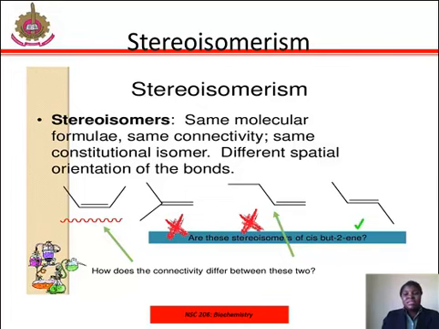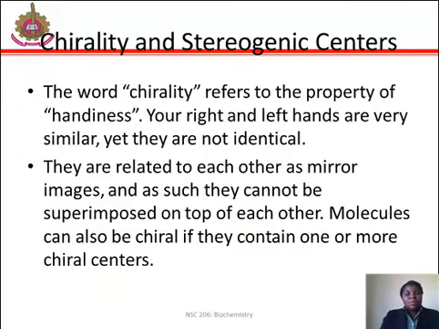Isomers which possess the same molecular and structural formula but differ in arrangement of atoms or groups in space around the double bonds are known as geometrical isomers. And if a substance is optically active, it is non-superimposable on its mirror image.